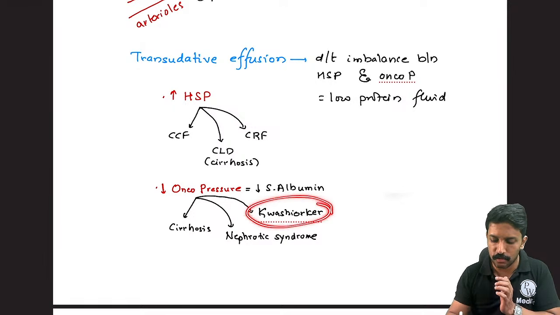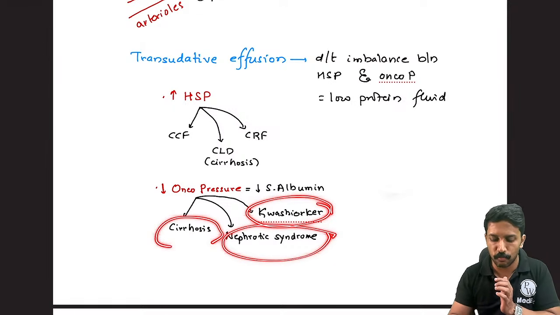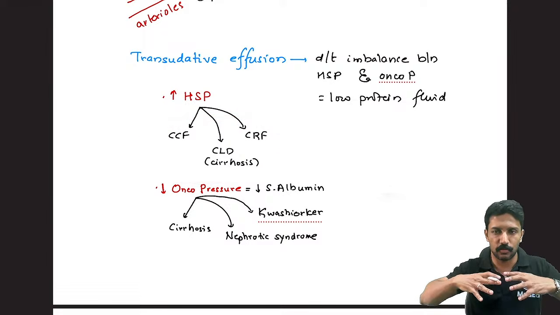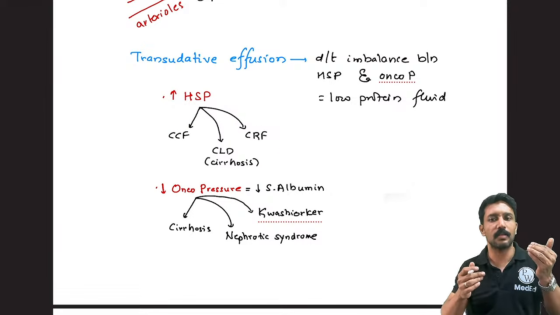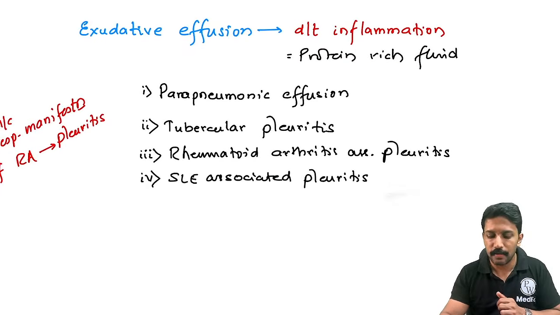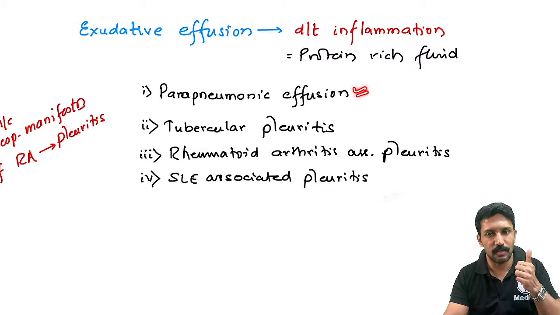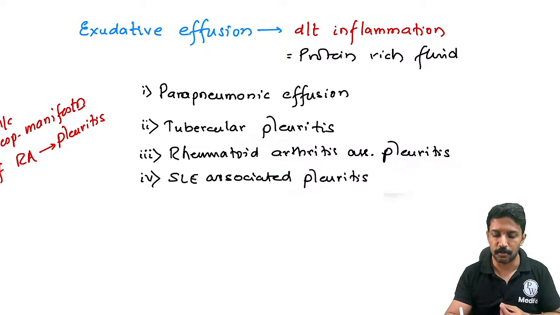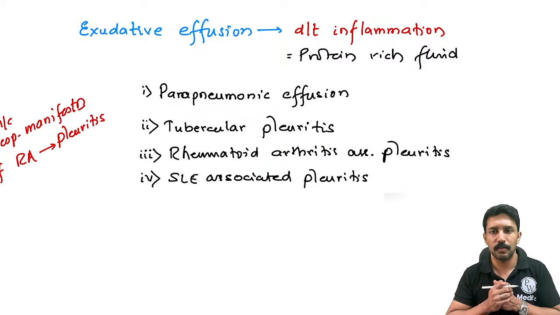So in kwashiorkor there is low albumin, in nephrotic syndrome there is low albumin, in cirrhosis there is low albumin. In organ failure, because blood volume increases, there is an increase in hydrostatic pressure. Whenever you think of inflammation, pneumonia, infection is inflammation. Pleuritis, inflammation. You should think of exudative effusion.